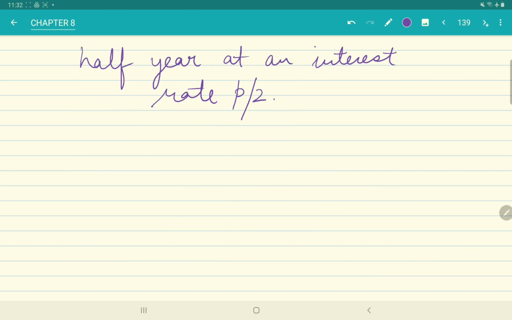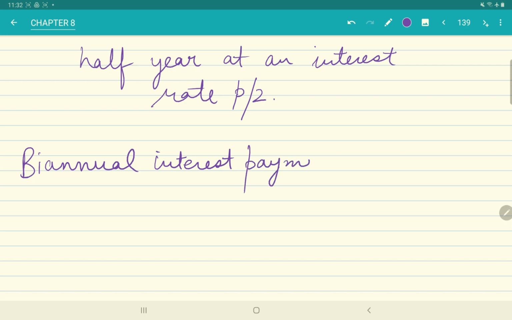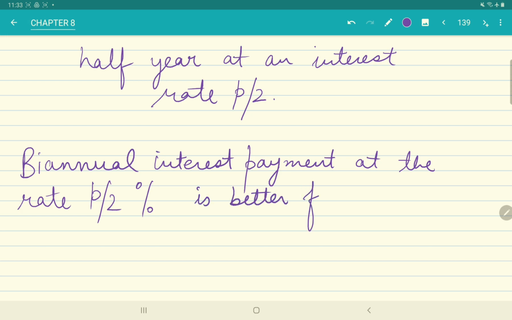What I'm now proposing is that this biannual interest payment at the rate P by 2% is better for the lender. When I say better, I'm comparing it with the annual interest payment at the rate P%. It is better for the lender.